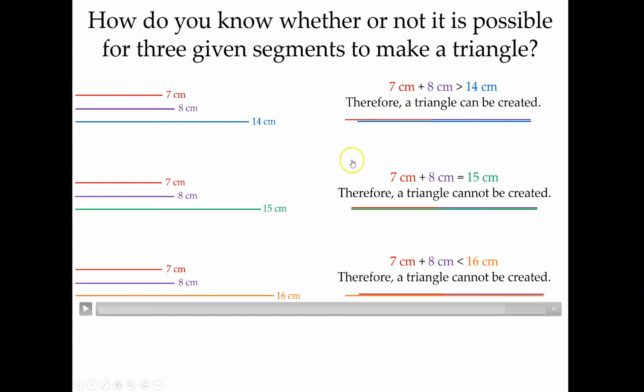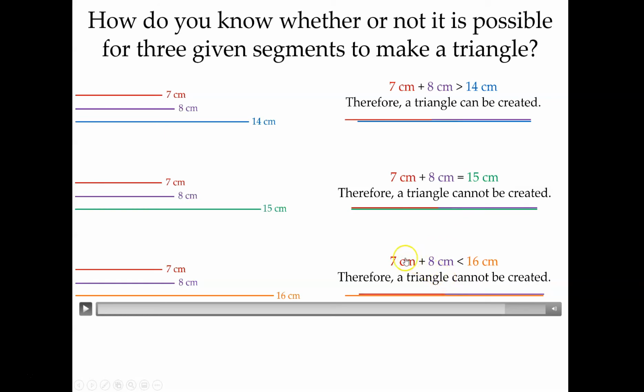So the sum of the two smallest sides was bigger than the biggest side, and therefore a triangle can be created. As opposed to our next example, where 7 and 8 are equal to 15, if you lay those two segments flat, you can see that they end up being the exact same length. So no matter how far you stretch 8 and 7, you'll never have enough left over in order to make a peak and therefore make a triangle. You really just end up with two congruent segments. And that problem only gets worse the longer that the third side gets.